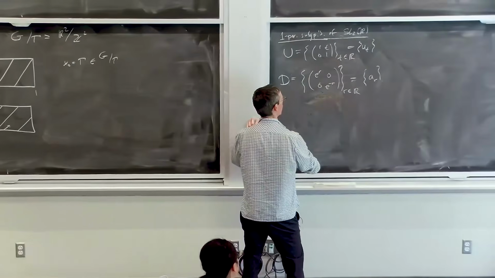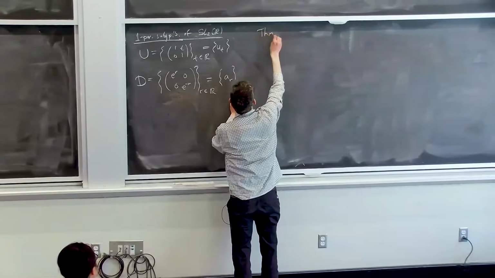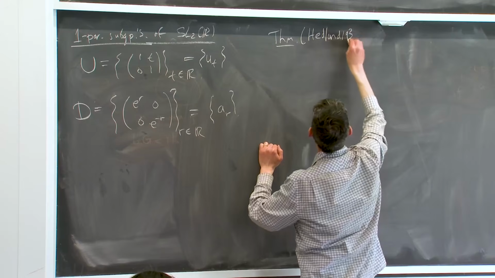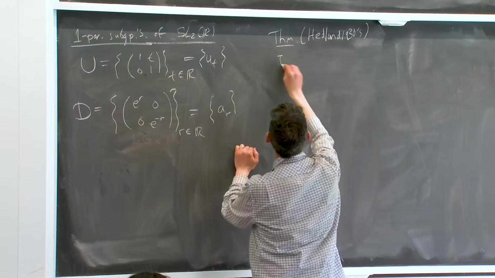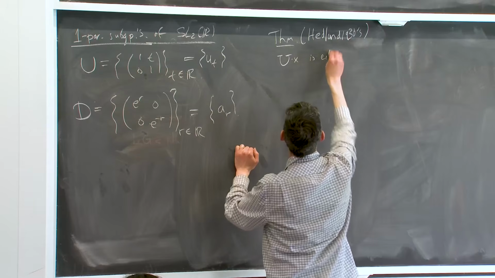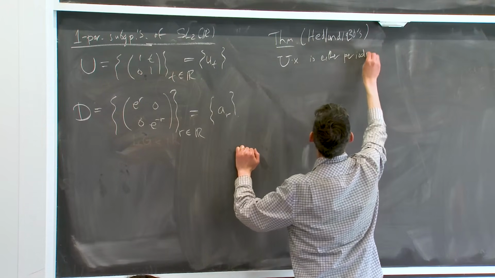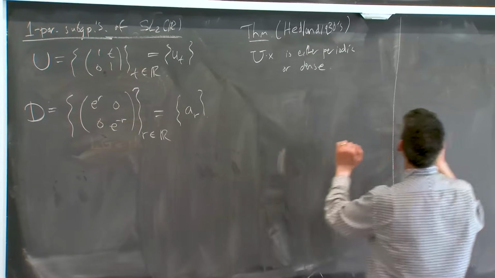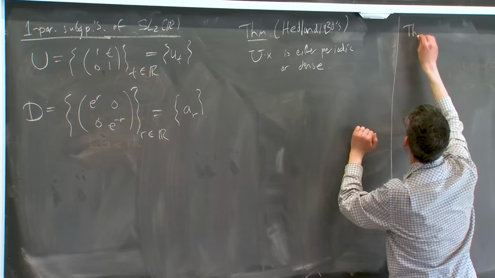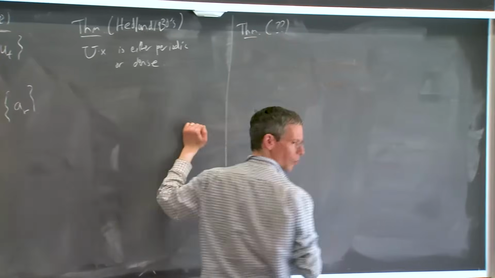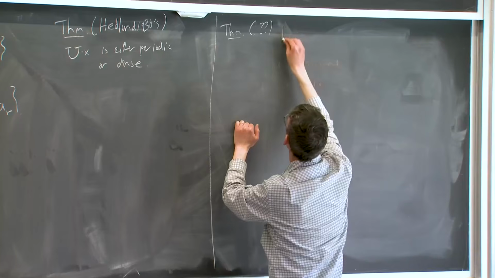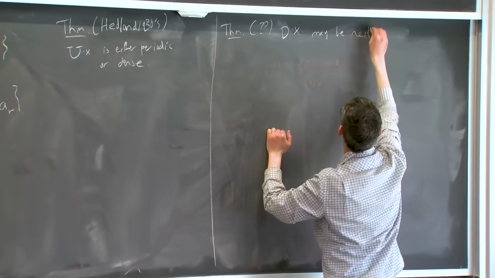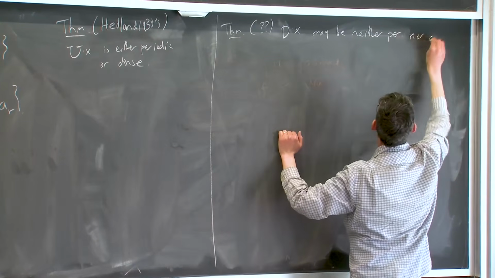Cool. So there's a theorem that goes back to Hedlund in the 1930s. He said that a U orbit is either periodic or dense. But in contrast, there's, I guess I'll also call it a theorem, I don't know who proved this when, that a D orbit does not have to be. Maybe neither periodic nor dense.